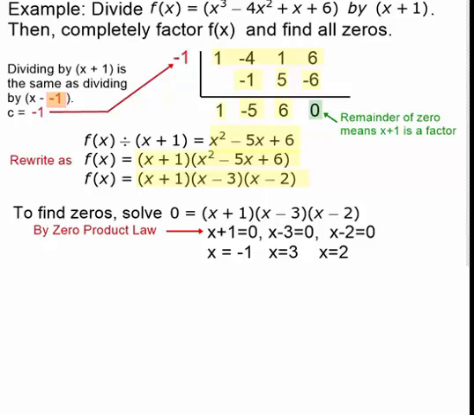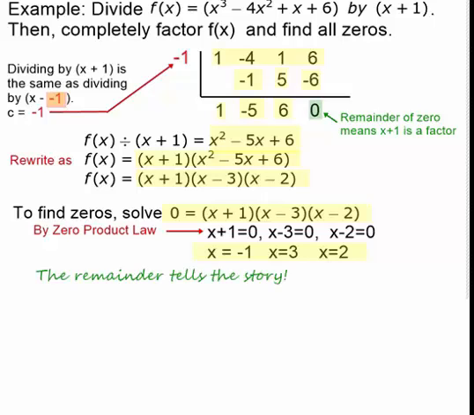And now to find zeros, we let f of x equal 0, and we solve the equation 0 equals x plus 1 times x minus 3 times x minus 2. By the zero product law, we can let each of those factors equal 0, and this gives us solutions of x equal negative 1, x equal 3, x equal 2. These are the zeros of the polynomial.